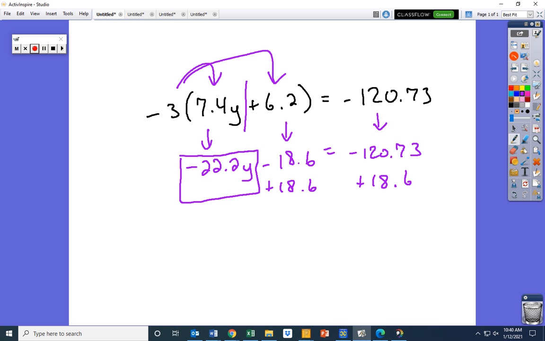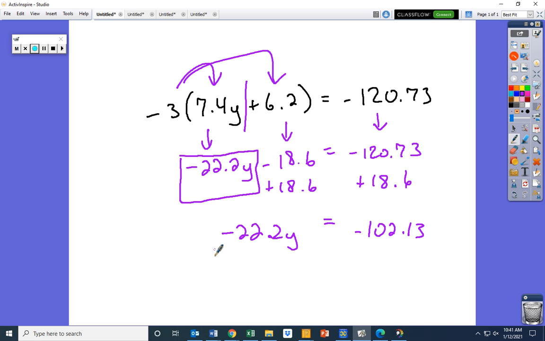Thank you. Okay, so now, using your calculators, let's do negative 120.73 plus 18.6. And what did we get? Good. And what happens to this negative 22.2y? It comes down, right? Now, what is happening here? What operation? What does negative 22.2y mean? Multiplication. How am I going to undo multiplication? Divide. The only way to do that.